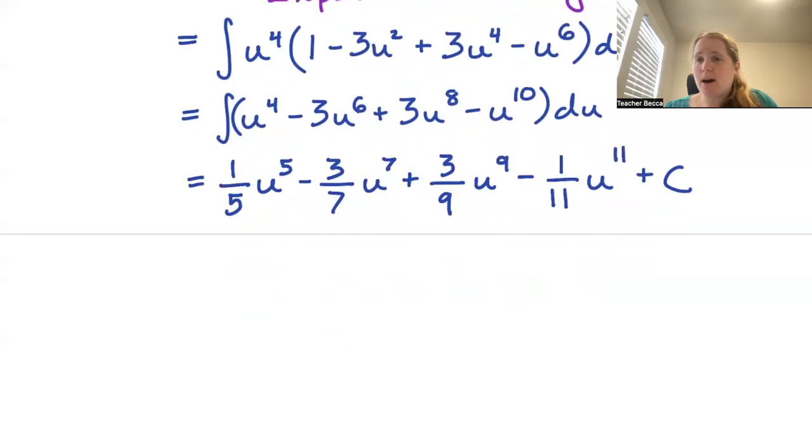Now we have two options. We can finish off converting back into x, or we can convert our bounds into u for finding the definite integral. So I'm going to go ahead and convert the bounds to u and then evaluate the definite integral.